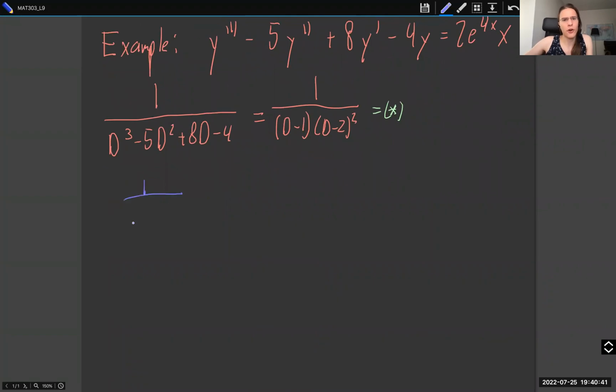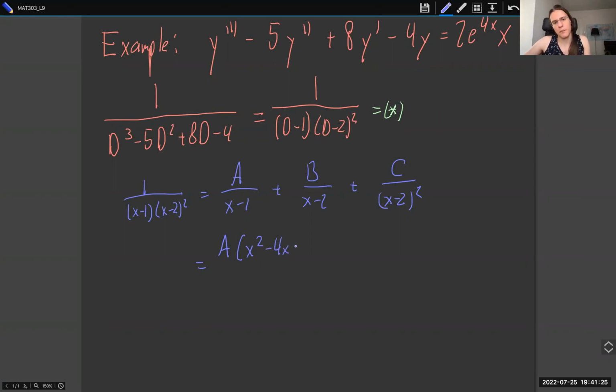So if we have 1 over x minus 1 by x minus 2 squared, we can write this as a over x minus 1 plus b over x minus 2 plus c over x minus 2 squared. And then if we expand what that is, that's a by x minus 2 squared. So I can write that as x squared minus 2 plus 4x. Oh, wait, it's minus 2, so it's minus 4x plus 4.